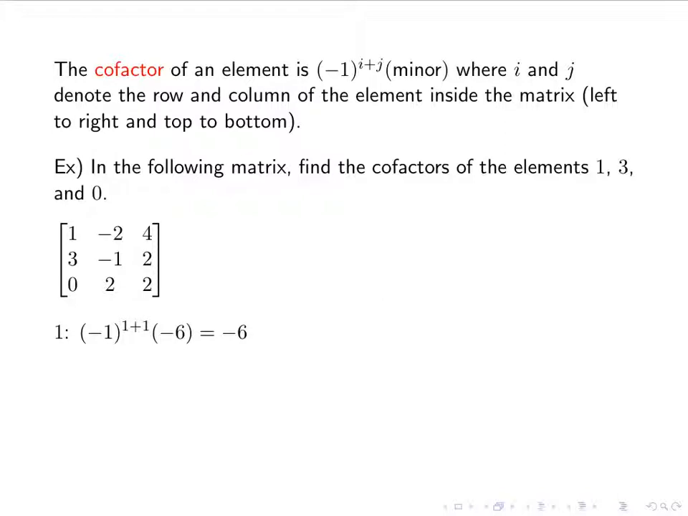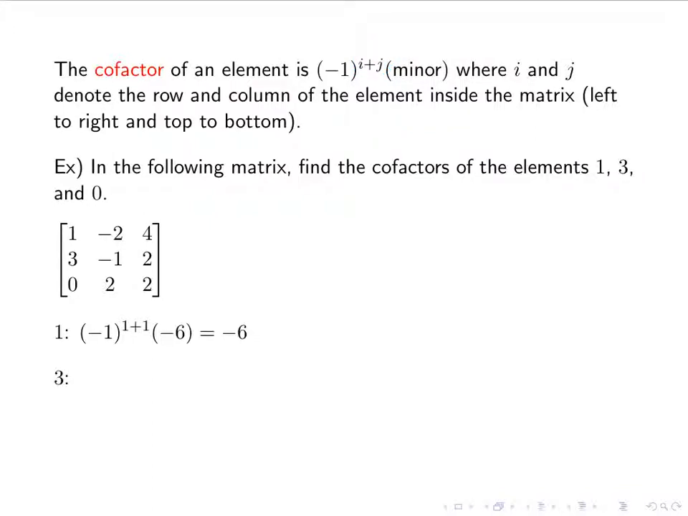So the cofactor is always either the minor or the negative of the minor, depending on if i plus j is even or odd. If i plus j is odd, -1 to an odd power is -1, so the cofactor would be negative the minor. And if i plus j is even, then -1 to an even number is 1, and the cofactor is the minor itself.